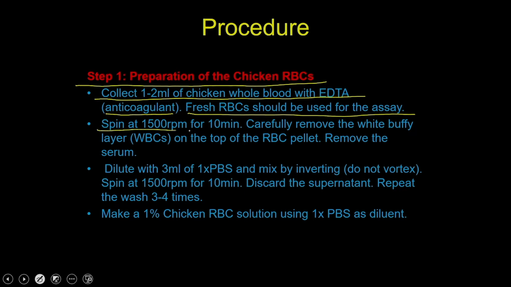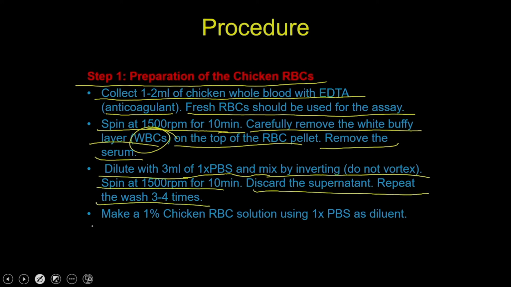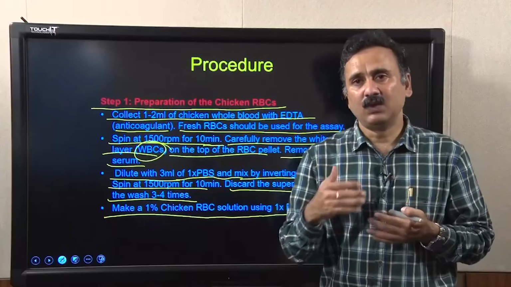Then you spin this at 1500 rpm for 10 minutes. Carefully remove the white buffy layer, which means that you remove the WBCs on top of the RBC pellet, and then remove the serum part. Then you dilute the resulting pellet in PBS and mix it by inverting. Spin it at 1500 rpm for 10 minutes, discard the supernatant, repeat the wash 3 to 4 times, and then you prepare a 1% RBC solution using 1x phosphate buffered saline as a diluent.